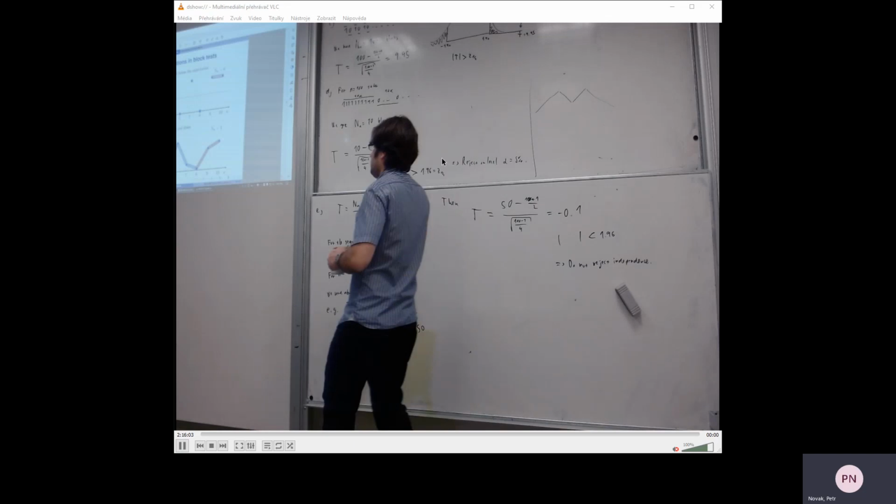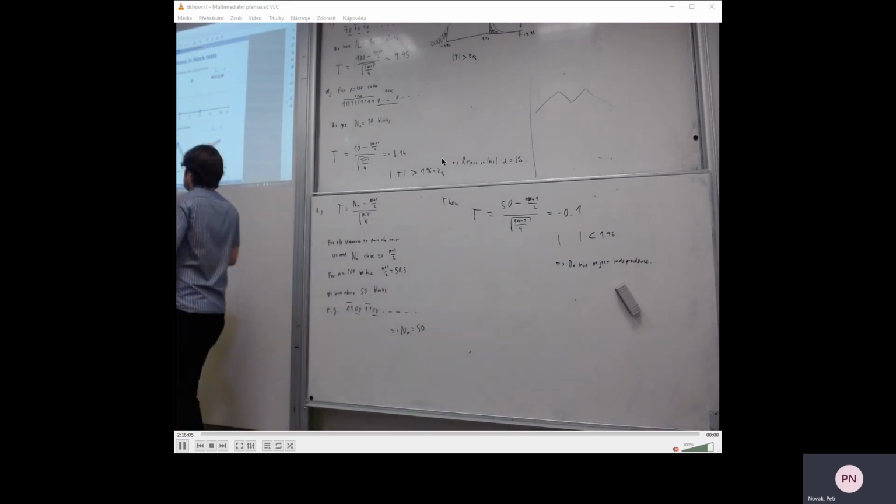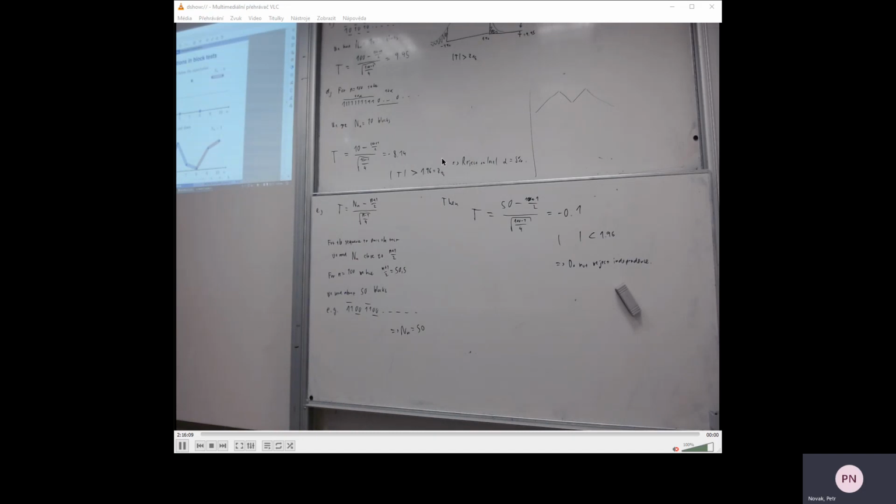Basically, we immediately see how the quality of the generator is assessed. That you shouldn't be able to guess the next value from the sequence before. Does it make sense? Okay. So this would be all for the chapter of testing.